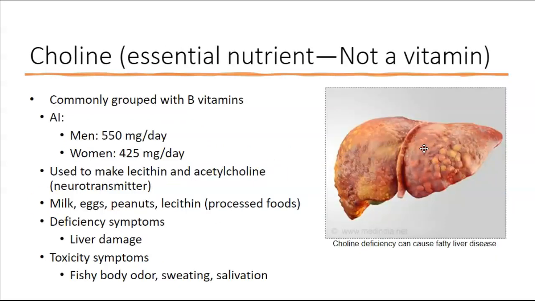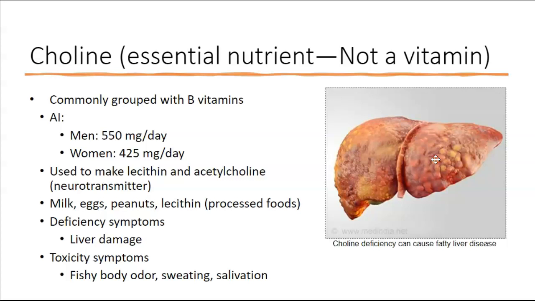We have choline. It is not a vitamin. I want you to be very clear that it is not a vitamin. It's an essential nutrient, and we do have an adequate intake for it. We commonly group it with the B vitamins because its structure looks similar to the B vitamins. It's used to make lecithin and acetylcholine, which is a neurotransmitter, and those are very important. Lecithin is an emulsifier. We talked about it when we talked about digestion and bile. So our body needs it, though it's not a vitamin.